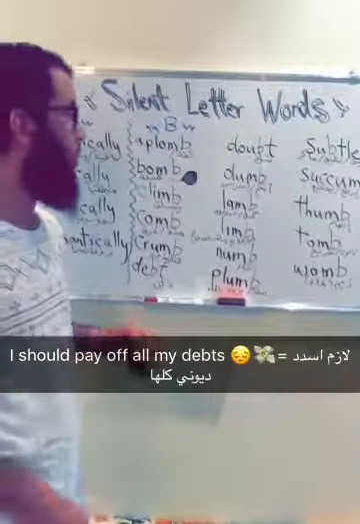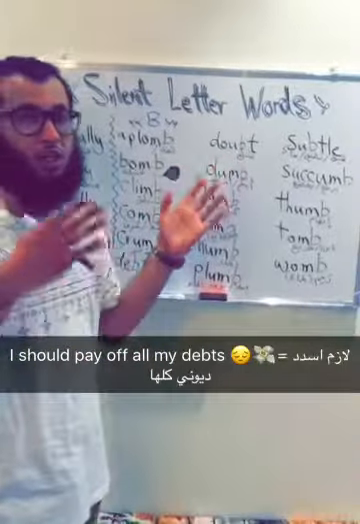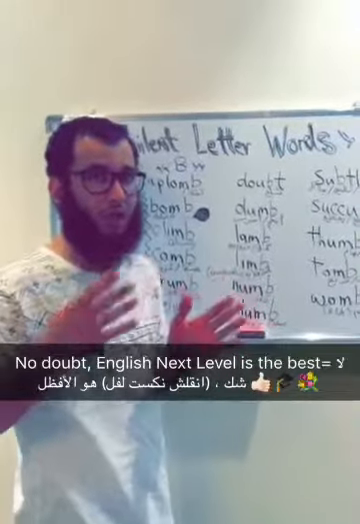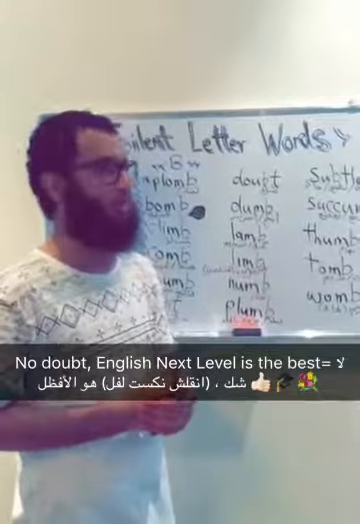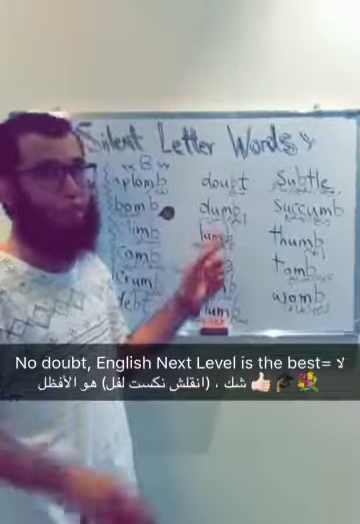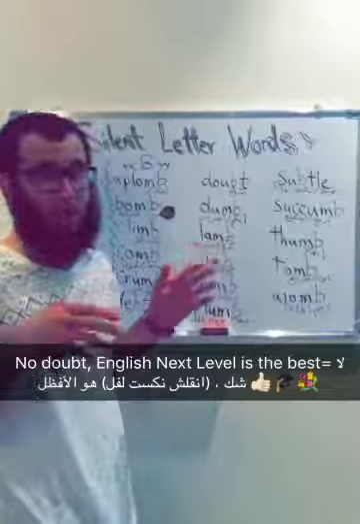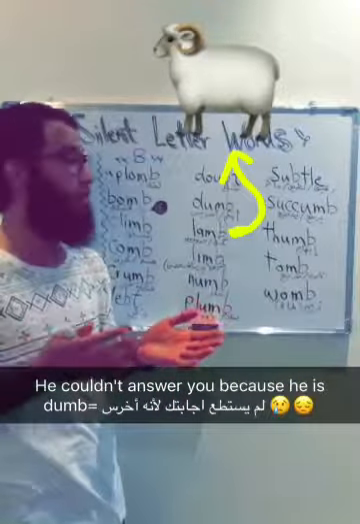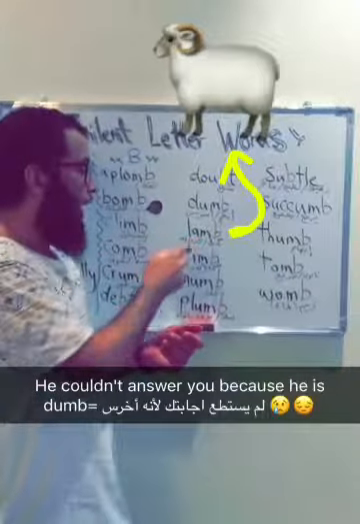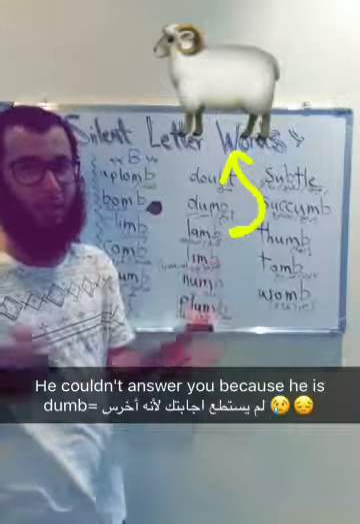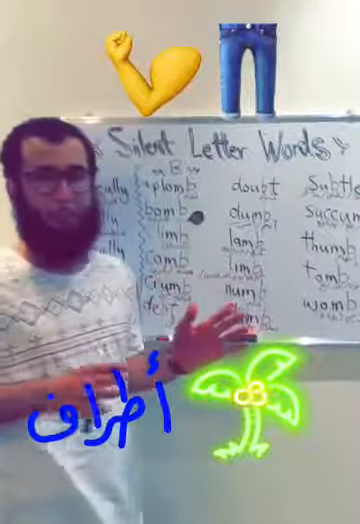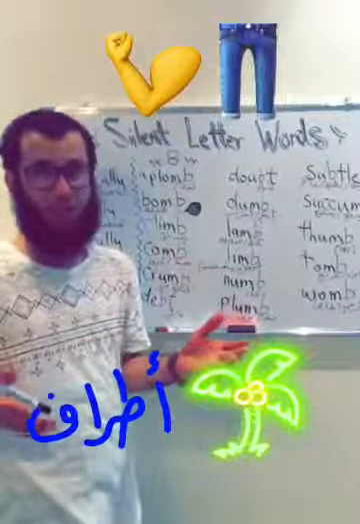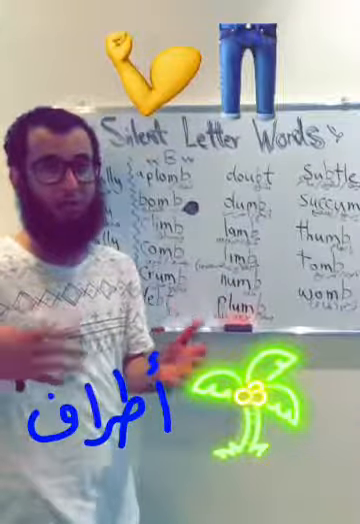لازم اسدد ديوني كلها. Doubt يعني شك. No doubt. Doubt, for example, no doubt English next level is the best. Then we have dumb يعني أخرس. An example for dumb, he couldn't answer you because he's dumb. Lamb يعني حمل خروف صغير. Then we have limb سواء كانت يد أو رجل أو حتى غصن شجرة يعني طرف الأطراف.